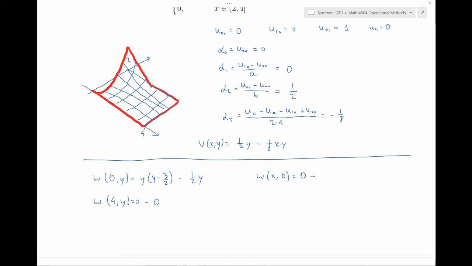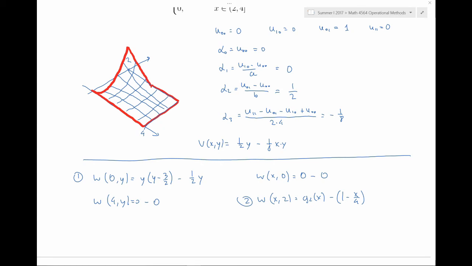W at x 0 is a 0 boundary, minus v at x 0, but if y is 0, my v is always 0, so it's just going to be 0, and w at x 2 was the step function, which I'm just going to call g2, minus v when y is 2, so it's 1 minus x over 4. Then I will solve two boundary value problems, one that will talk only about this boundary, and the second that will talk about this boundary.